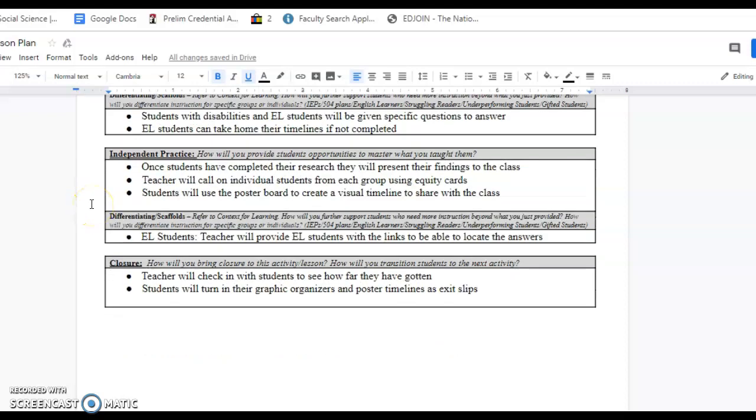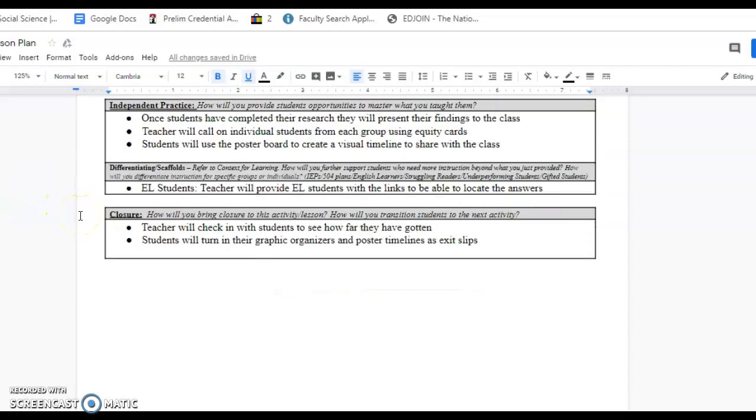Finally, independent practice. Once the students have compiled their research, they're going to present their findings to the class. The teacher is going to call on students from each group using equity cards, so maybe one of each. And students will use the poster board to create a visual timeline and to share it out with the class. So everyone's going to have their timeline, they're going to piece it together, and eventually we're going to have a big timeline from the beginning to modern or current use of tobacco.